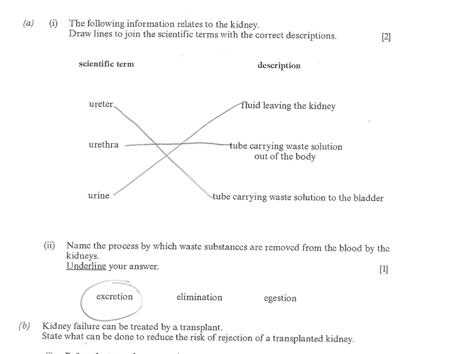Things to remember: ER before RA. Urine is the fluid that the kidney makes. The ureter is the one that carries the waste to the bladder, and then the urethra is what carries it out of your body. What is this process called? Excretion.